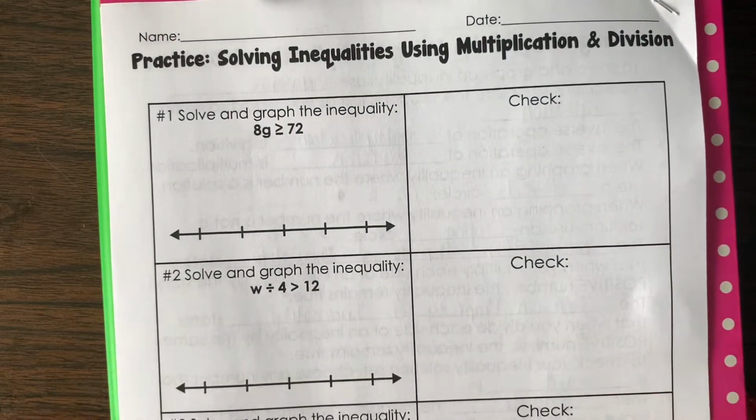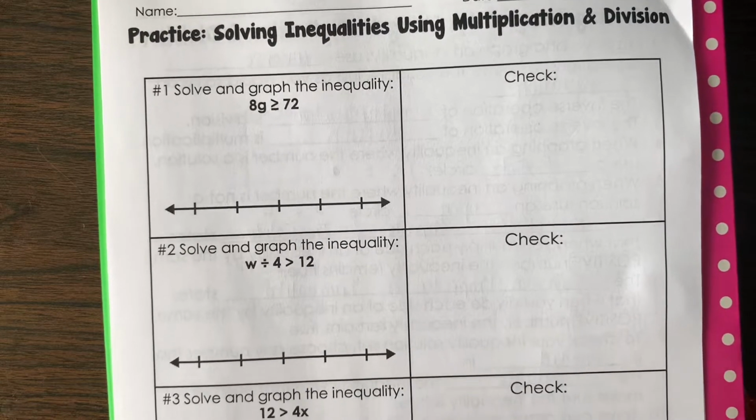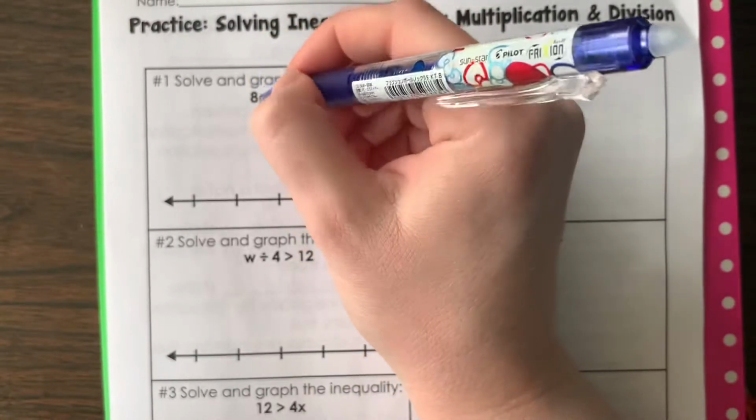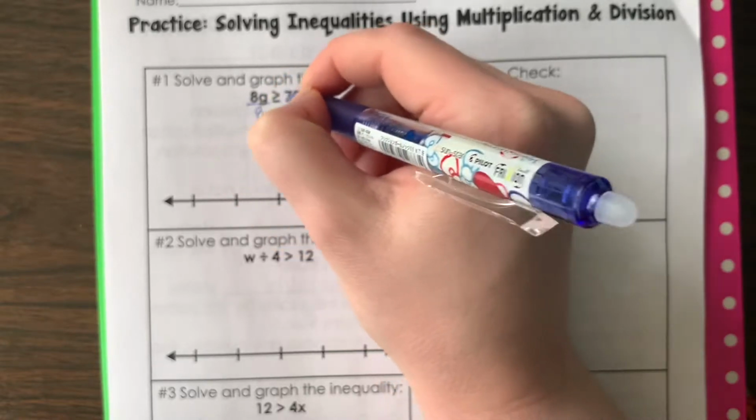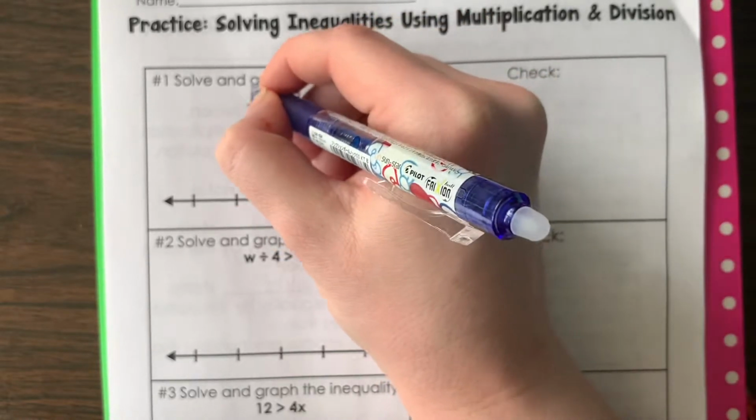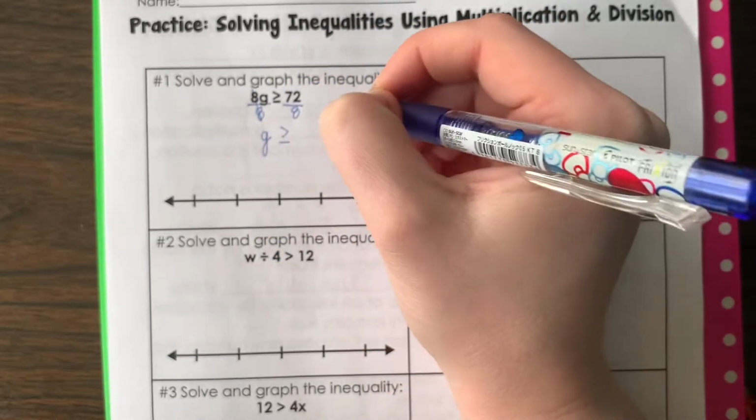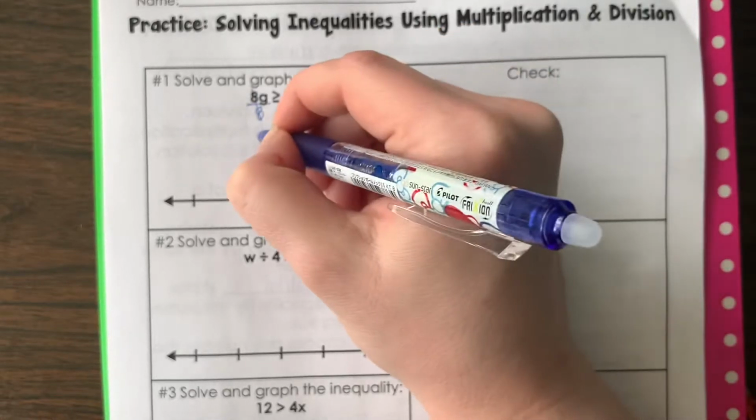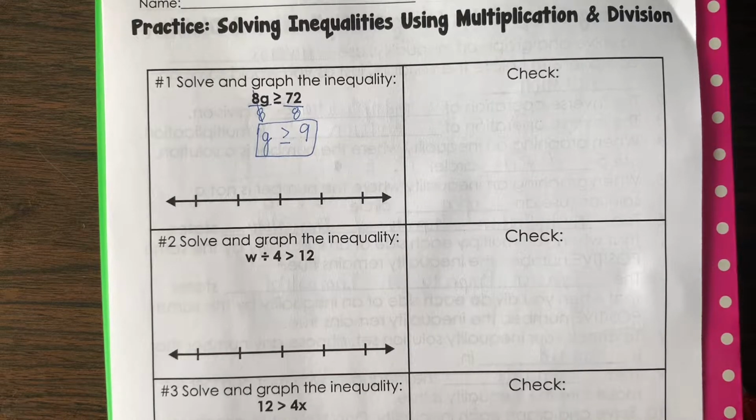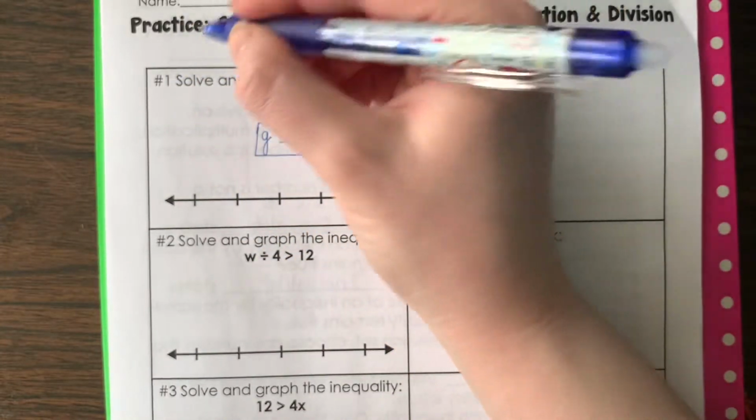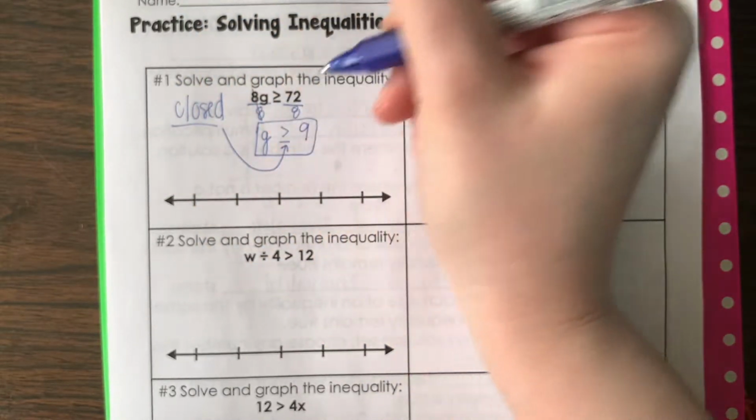Okay, so we're gonna solve and graph. Notice that on these here, we don't have the numbers on the number line, and that's okay. So we're multiplying 8 times g, so the inverse operation of multiplication is division. So we're gonna divide both sides by 8. Well, 8 divided by 8 is 1, so we're left with 1g, which is greater than or equal to, well, 72 divided by 8 is 9. So we have g is greater than or equal to 9. Is this going to be open or closed? Closed, because we have the equal to on our symbol.